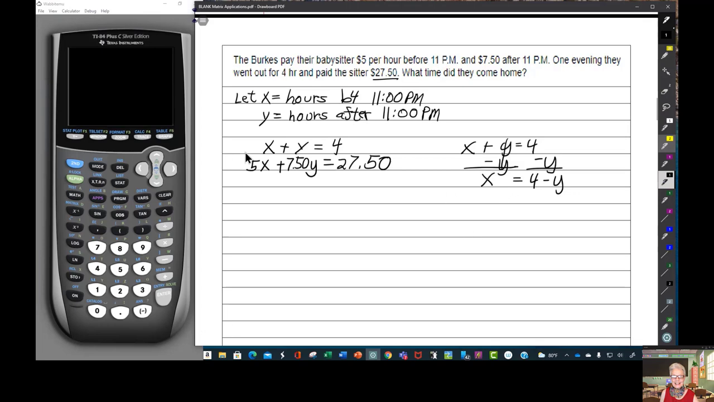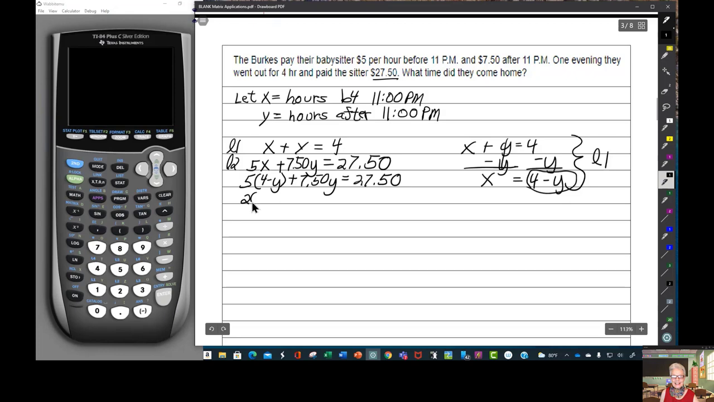Now, when I substitute, I have to use the other equation. So it's probably better to label these equations line 1 and line 2. This is from line 1. So I have to take this substitution, 4 minus y, and put it in for x in line 2. 5 times 4 minus y plus 7.50y equals 27.50. Substitution is the method you used most of the time, not all the time. But most of the time, when you first learned about solving 2x3 systems in beginning algebra, which may have been a long time ago for some of you, not so long ago for others of you.